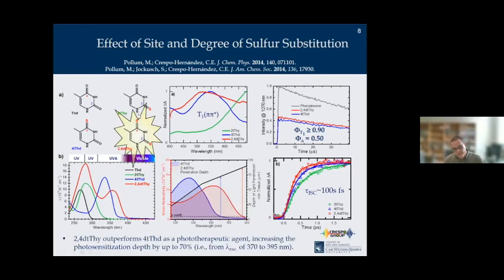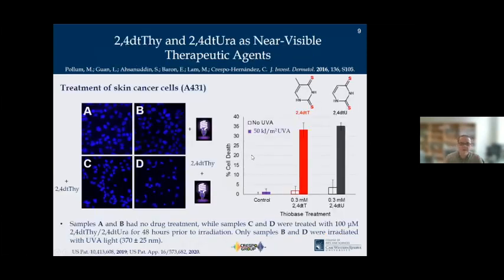And so we have been focusing mostly on this double substituted one because it's the one that is redshifted the most. And as I say, it shows remarkable properties for photodynamic therapy. But we have also studied the photophysics in significant detail. And so now, just to show some experimental results demonstrating that in fact these molecules can be used as an active photosensitizer, we performed confocal experiments using a skin cancer cell line.